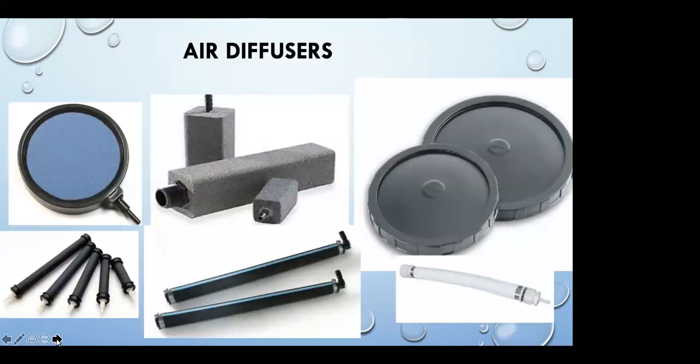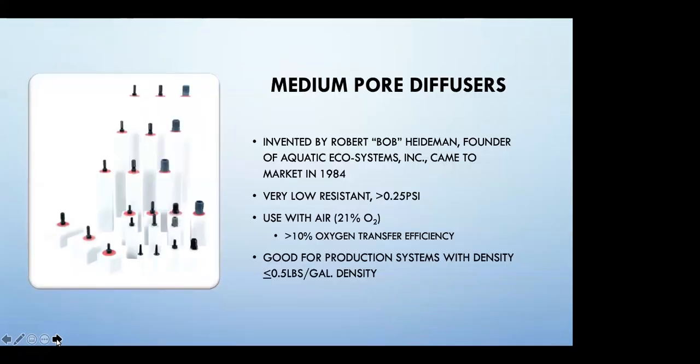These are some of the different air diffusers. This was the industry standard for the longest time, a medium glass bonded diffuser. It was originally invented by Bob Heidemann, the founder of Aquatic Ecosystem, back in '84. Actually, he founded it or made it much earlier, but it didn't really make it to market until about '84. He tested it in swim pools and most of the lakes and ponds around his home. Very low resistance, and it had a decent transfer rate for diffusers compared to others.